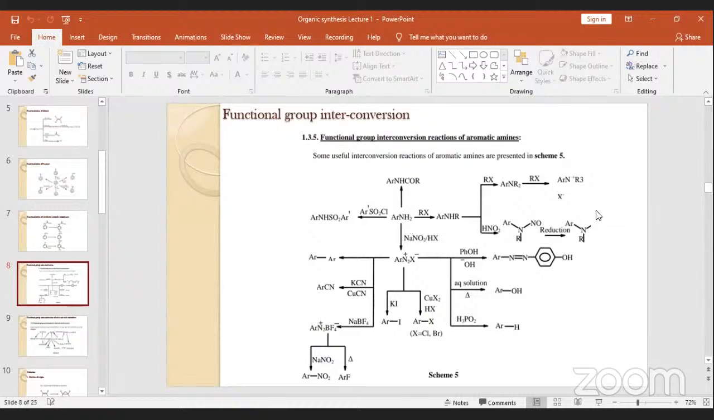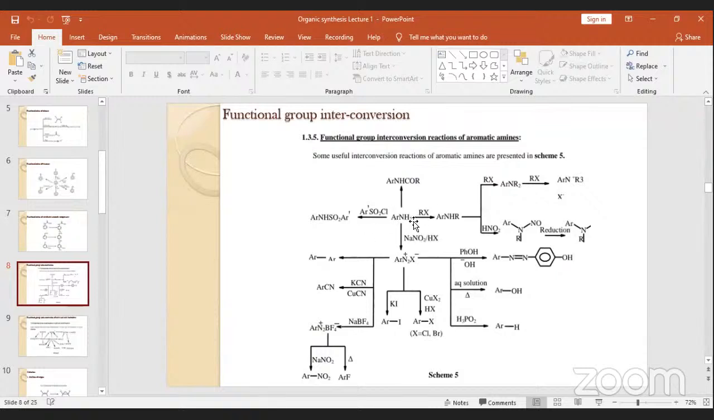How is the amino group obtained? Amino group is obtained by the functionalization of nitration and reduction. That nitration to reduction to amino group is also a functional group interconversion reaction. So nitration is a functionalization reaction, and nitration to reduction to NH2 is a functional group interconversion reaction.